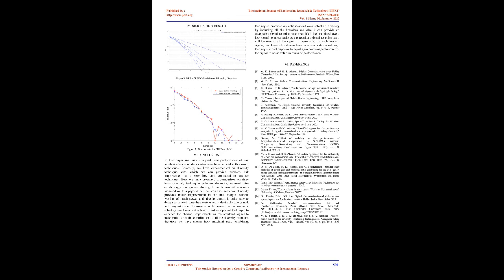However, this technique of selecting one branch at a time is not an optimal technique to combat channel impairments, as the resultant signal to noise ratio is not the contribution of all the diversity branches. Therefore, we have shown how maximal ratio combining provides an enhancement over selection diversity by including all the branches, and also it can provide an acceptable signal to noise ratio even if all the branches have a low signal to noise ratio, as the resultant signal to noise ratio will be the sum of the signal to noise ratios of each branch. Again, we have also shown how the maximal ratio combining technique is still superior to the equal gain combining technique in terms of signal to noise performance.